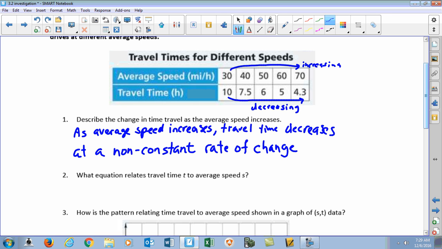So again, what equation relates time travel to average speed? Well, again, what was the constant here? The constant here was 300 miles. So you could have had S times T equals 300, you could have S equals 300 over T, or T equals 300 over S. All the same equation.